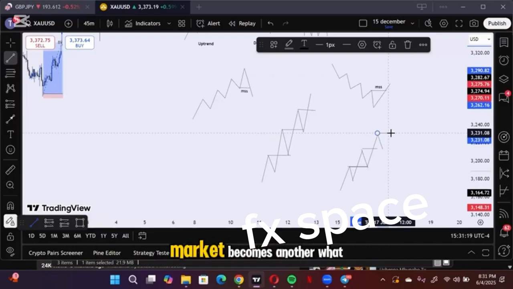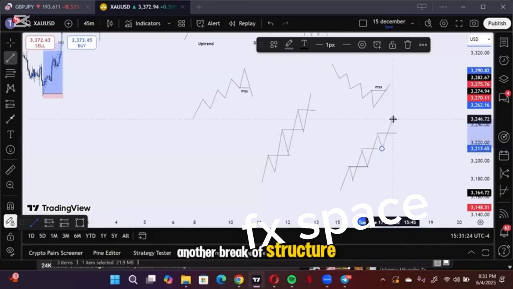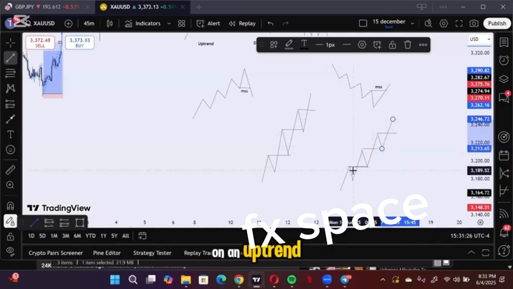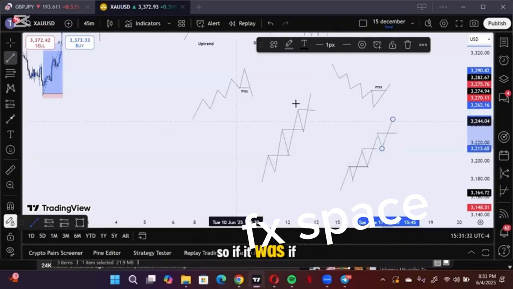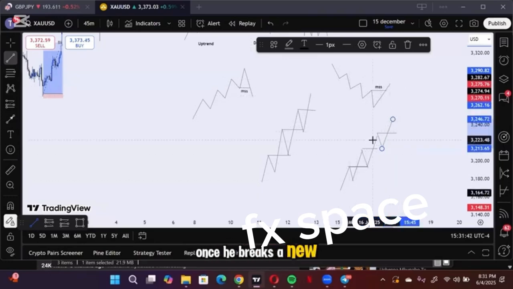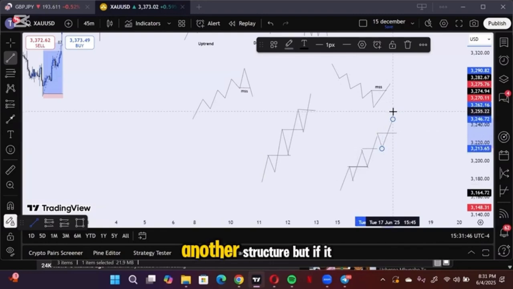This last high in the market becomes another what? Key level. Once price goes here and takes out this high, that is what you call another break of structure. So if you see markets on an uptrend and the break of structure is enabling markets to still continue being on the uptrend. So if it was a market structure shift, it would have reversed the trade to the downside. But for break of structure, it's giving you a way to still join into the buy, because once it breaks a new structure, it's obviously going to retest and then go out to break another structure.